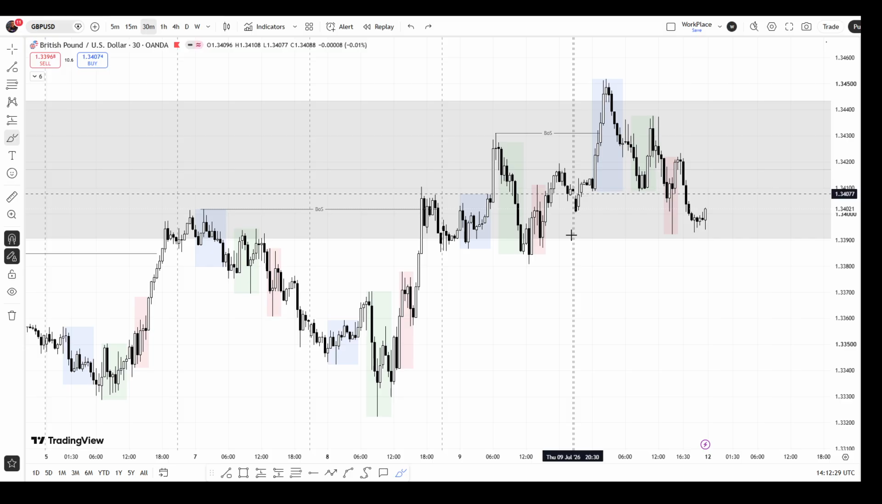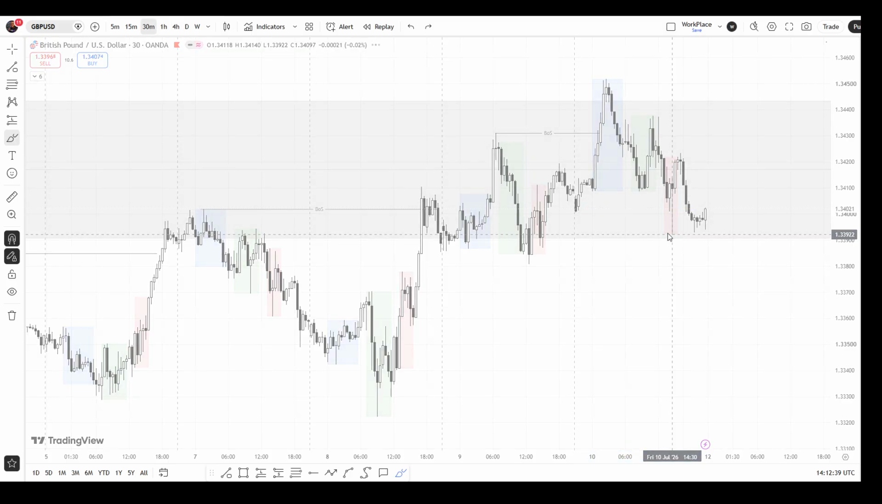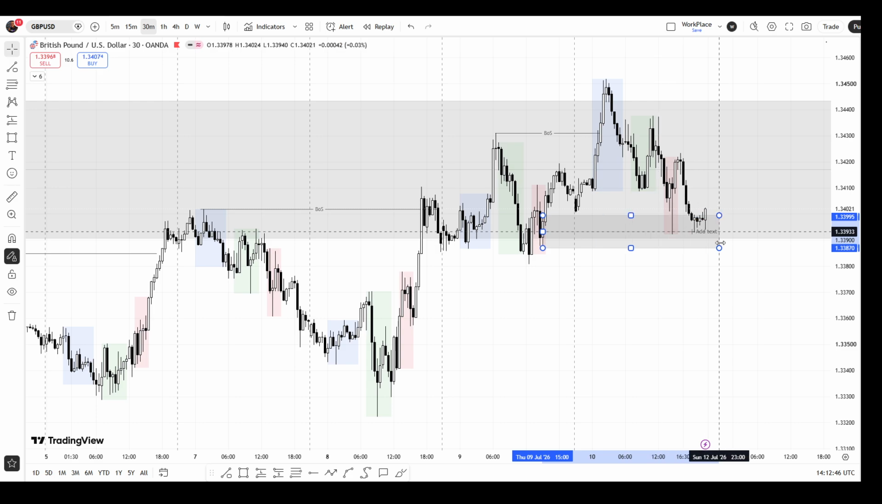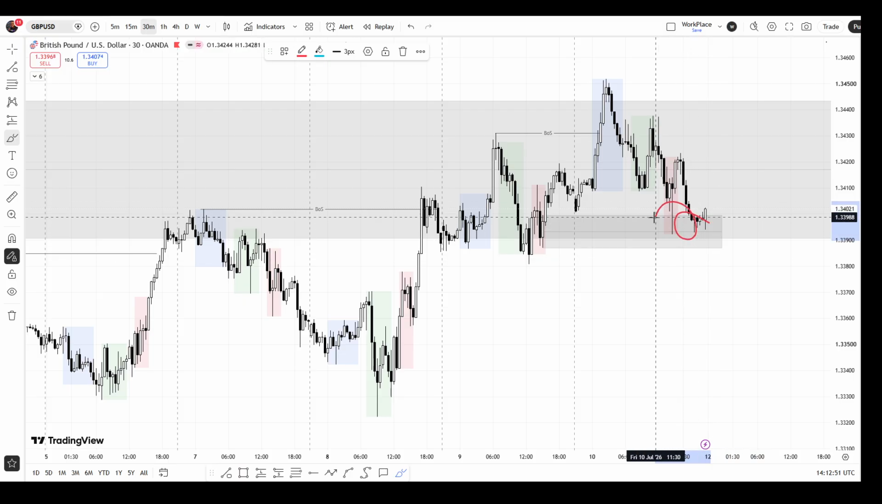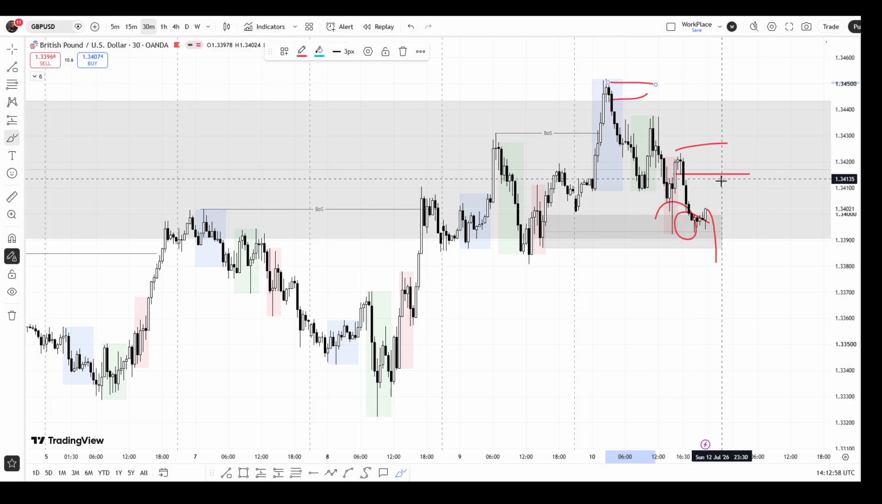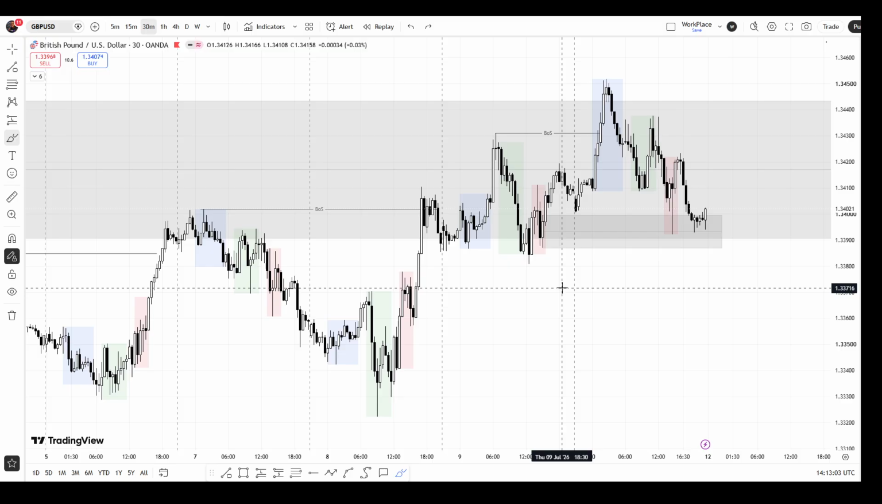Okay. So after that mitigation, this was the 4-hour break here. Okay. Fractal 4-hour break. So we'll be waiting for this other block here to fail. Okay. Because we want to sell, but this is the opposing other block here. So we're waiting for this to fail and then price mitigating this supply zone to then sell to the downside. So that's my narrative for the GBP USD.